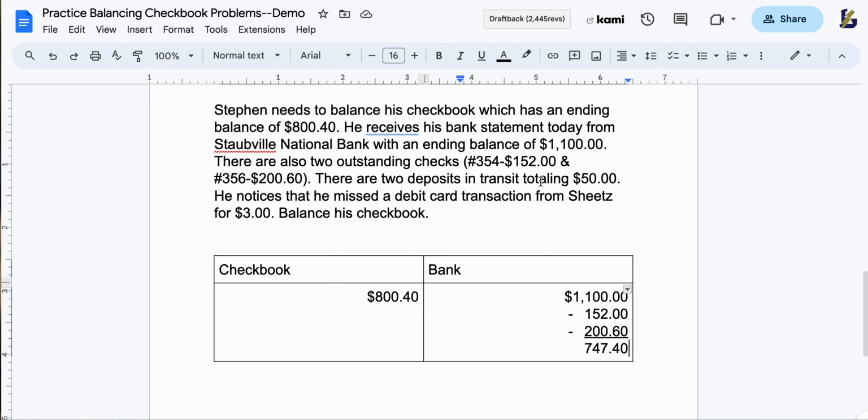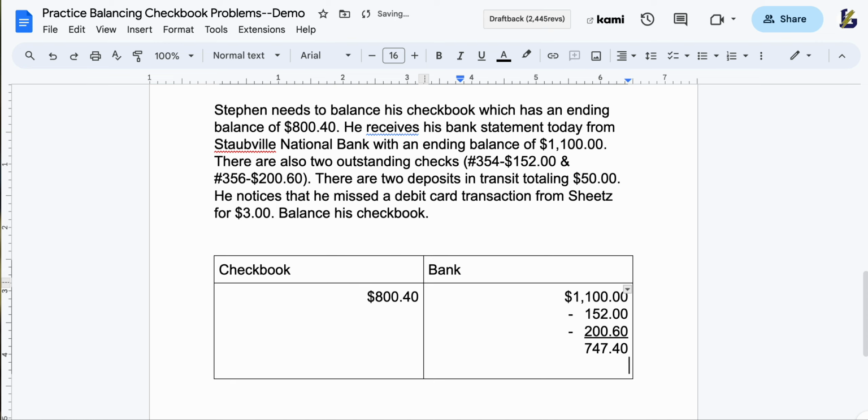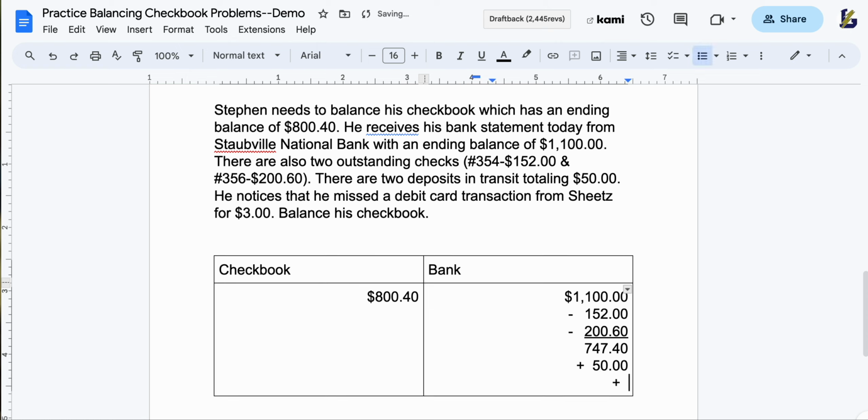Two deposits in transit totaling $50. This is another way of saying outstanding deposit. We know we deposited the money. The bank is off by $50. They are $50 short. So we're going to add $50 there. When we do that, we come out with $797.40. We are so close. It looks like we're just $3 off.